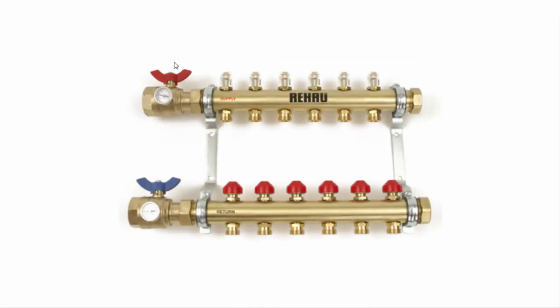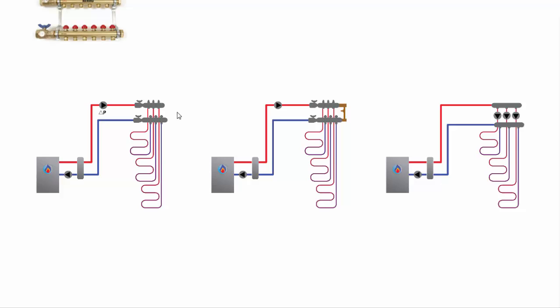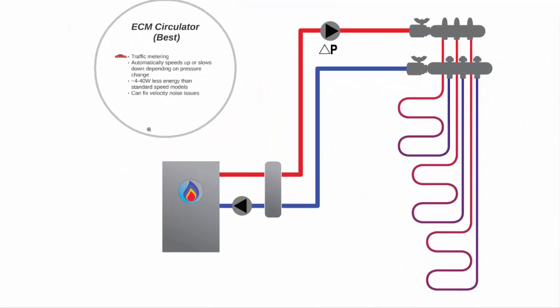So we have a couple ways around that. We are using a Rahau manifold here, so we're going to be able to balance independently per zone, but we have to figure out how to properly pump that. So we have three different options here. The first one is an ECM pump, so that's an electronically commutated motor, as opposed to a permanent split capacitor motor. So a permanent split capacitor is just going to be a standard 1-speed or a 3-speed pump that's basically on-off, but it doesn't modulate at all.